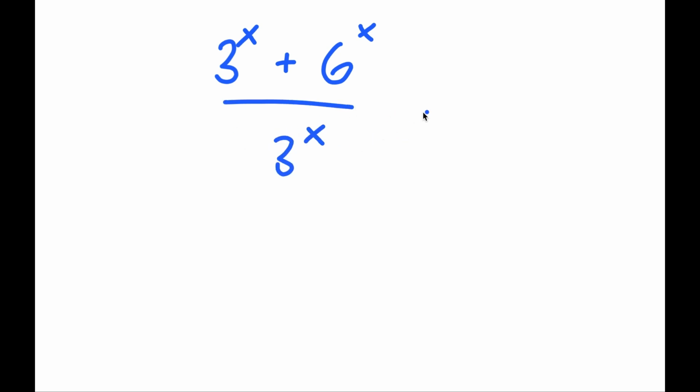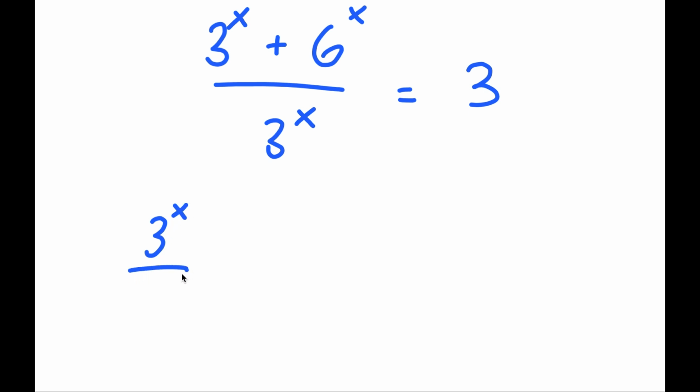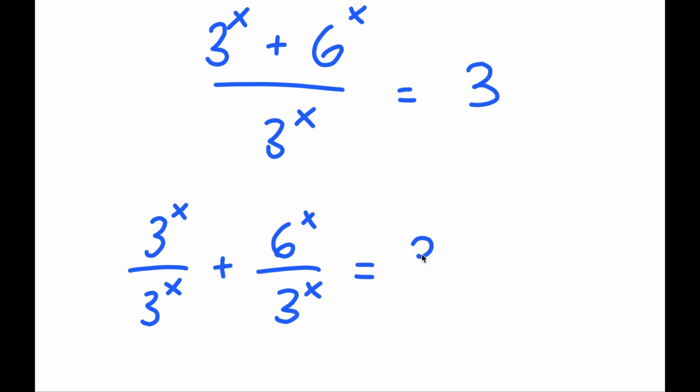Alright, so in this video, I'm going to solve the equation 3 to the power of x plus 6 to the power of x over 3 to the power of x is equal to 3. To solve this, I'm going to start off by rewriting this as 3 to the power of x over 3 to the power of x plus 6 to the power of x over 3 to the power of x is equal to 3.